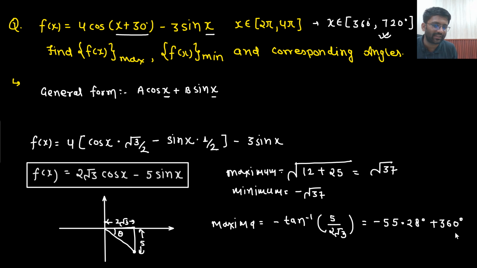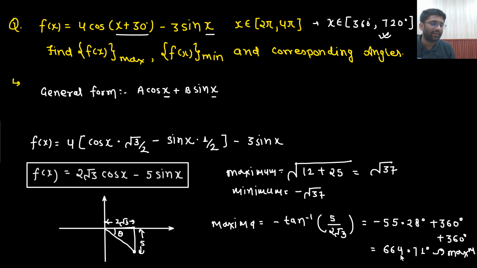So if you add 360 degree, then you will be getting 304 degree. Still it is not lying in the range. Then again you need to add 360 degree, and eventually we will get the answer to be 664.71 degree. So this is the point of maxima.